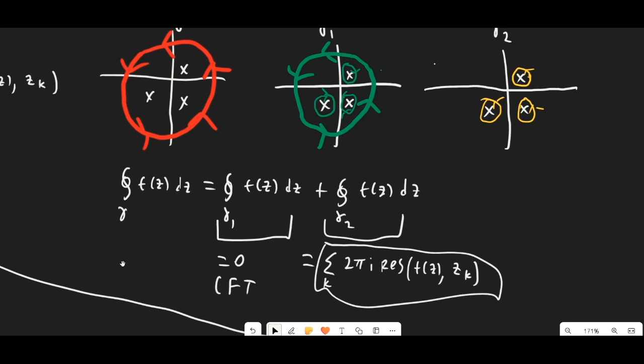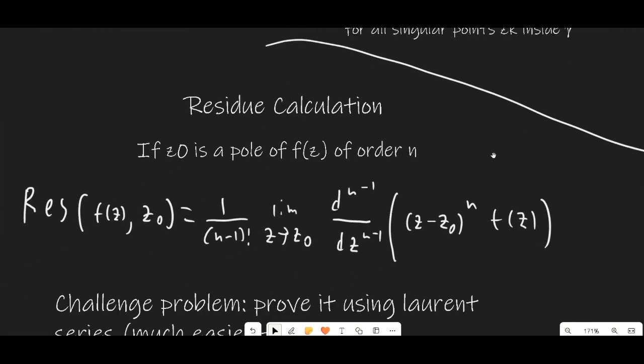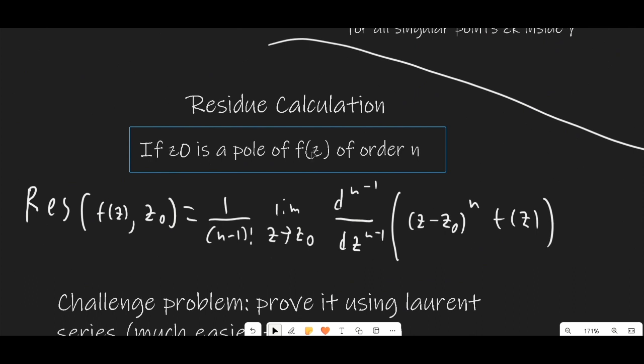Residue calculation is really easy. If z0 is a pole of f of z of order n, now I know this looks really daunting, but it's not too difficult: the residue of f of z at z0 equals 1 over (n minus 1) factorial times the limit as z goes to z0 of the (n minus 1)th derivative of (z minus z0) to the n times f of z. Now this looks really daunting, but trust me, we're never going to deal with high values of n. I shouldn't say never, but it's very unlikely. And really all you need to do is plug into this formula, and this is all very basic calculus that anyone in Calc BC could do.